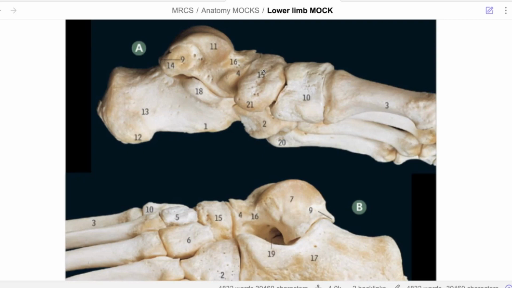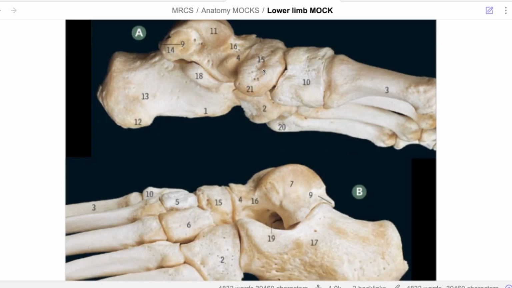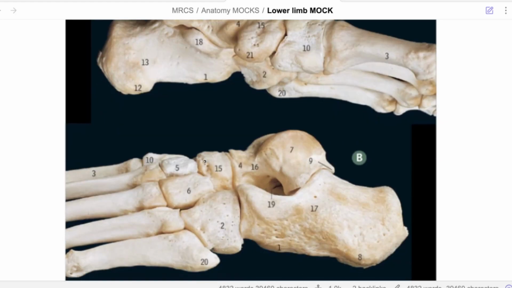What about 10? Sir, number 10 is medial cuneiform of left foot. Left medial cuneiform. Okay. What is 21? So 21 is navicular tuberosity. Okay. Good.